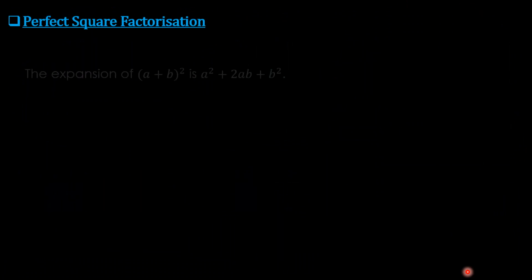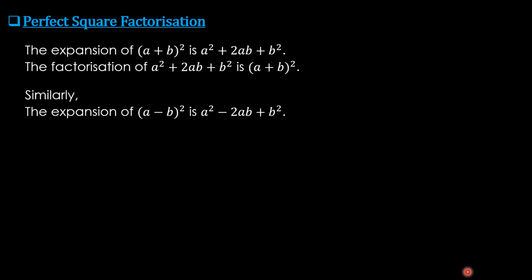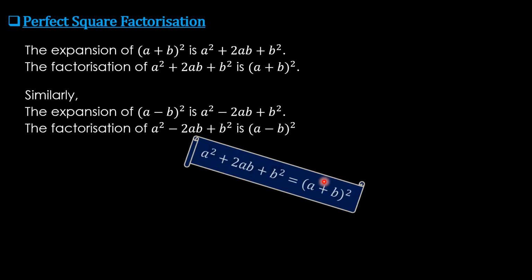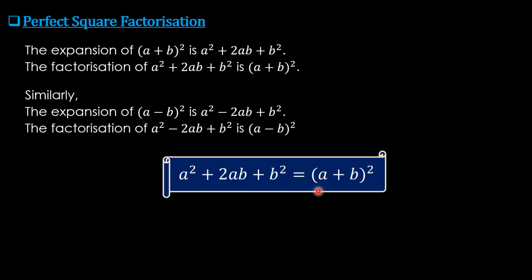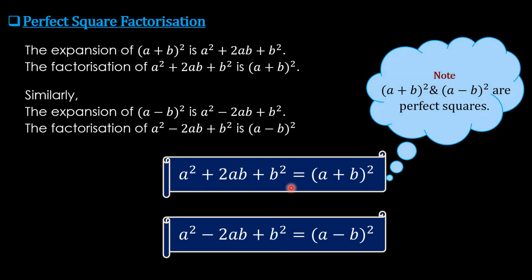Now perfect square factorization. The expansion of a plus b whole square is a square plus 2ab plus b square. The factorization of a square plus 2ab plus b square is a plus b whole square. Similarly, the expansion of a minus b whole square is a square minus 2ab plus b square, and the factorization of a square minus 2ab plus b square is a minus b whole square. So a square plus 2ab plus b square is a plus b whole square, and a square minus 2ab plus b square equal to a minus b whole square. Remember, a plus b whole square and a minus b whole square, these are called perfect squares.